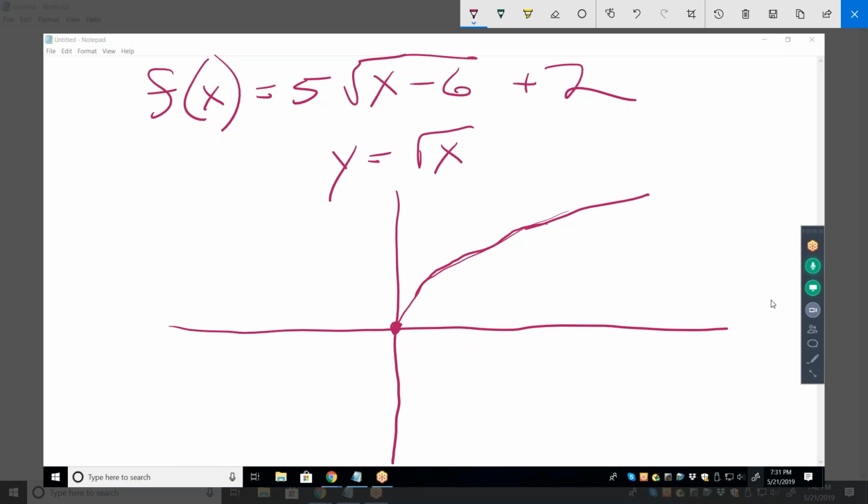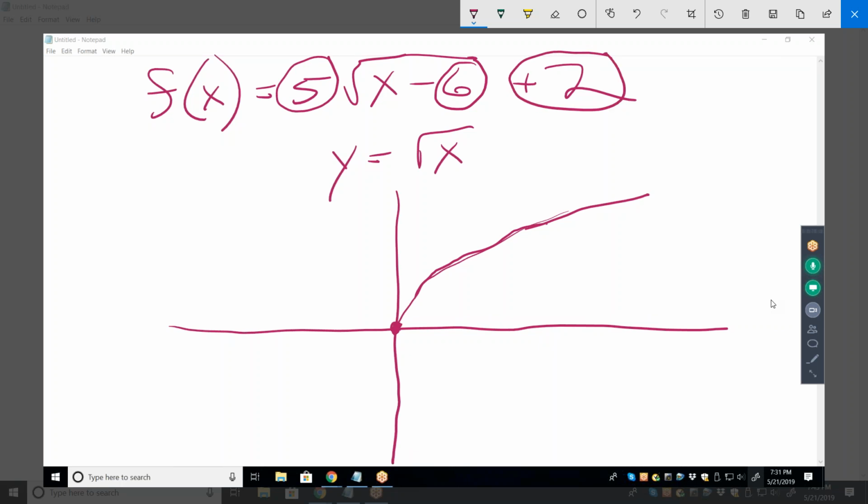Now, the priority that you apply your transformations, it does not matter the order you do it, except if you have a reflection. If you have a reflection either over the x-axis or over the y-axis, you have to do that first. Otherwise, you don't end up with the correct graph. Okay. So, I can do these in any order I want. We have 3 transformations. We have that, we have that, and we have that.